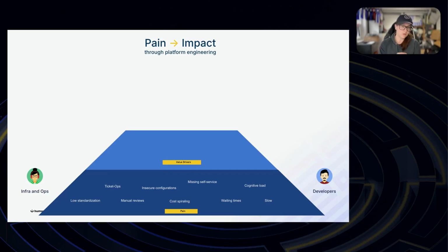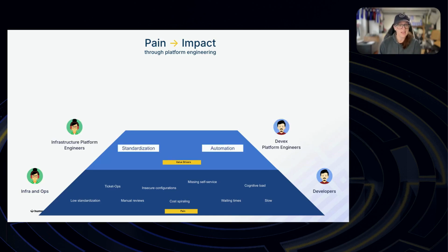When you take those pain points and you really start thinking about the things that lay underneath them, you end up with two key value drivers inside of this space. The first is automation, and the second is standardization. These two concepts will help resolve a lot of those pain points. And these are the value drivers you need to think about inside of this process.